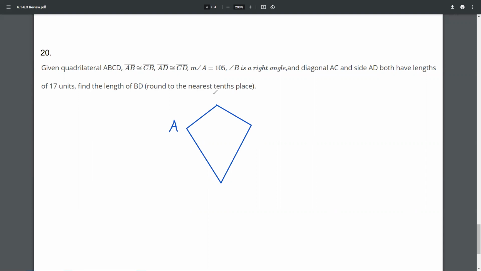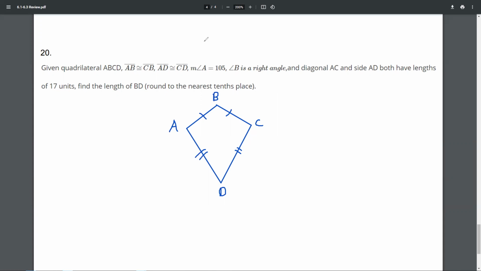So A and B have to be next to each other, and B and C have to be next to each other. So if AB is congruent to BC, those are going to have to be consecutive sides that are congruent. And then the same thing for AD and CD. So if I have CD, that means then AD has to be consecutive with CD. So I have 2 pairs of consecutive sides that are congruent. So this has to be a kite.